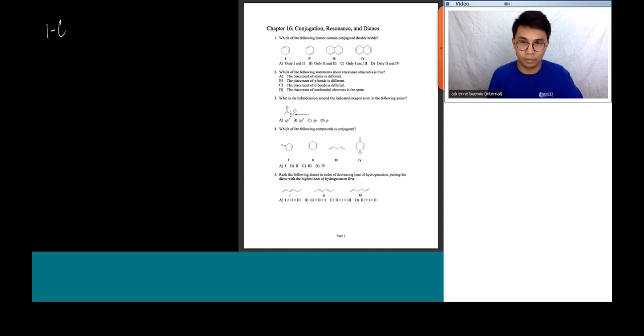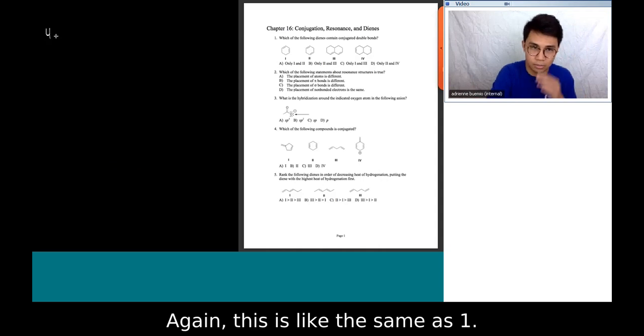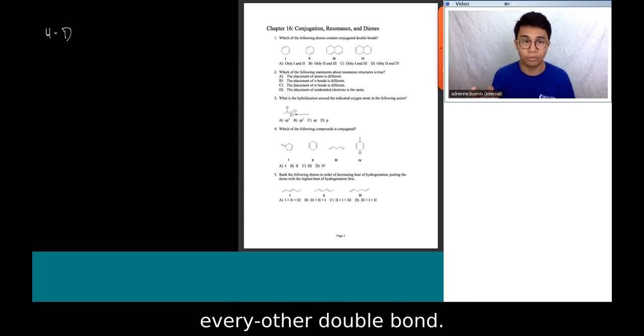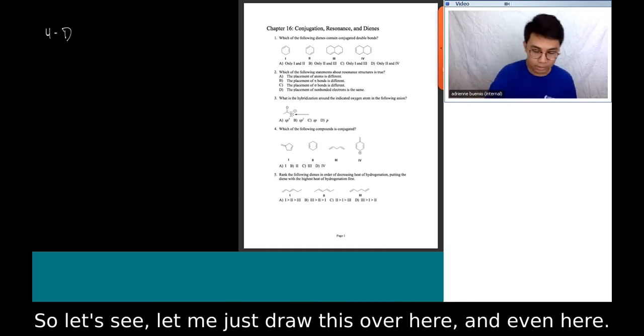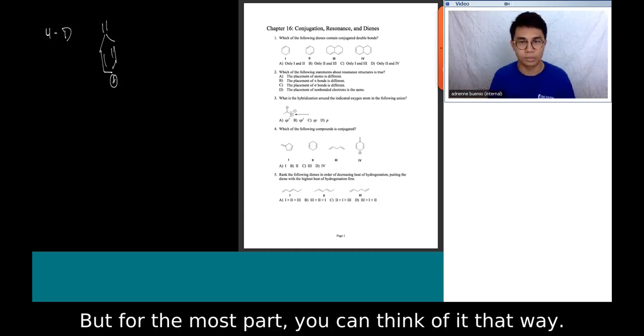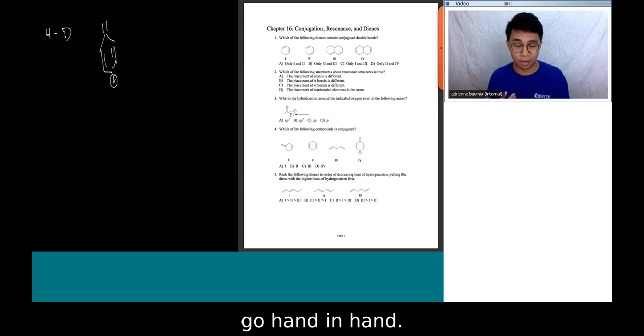Okay, so for 4, which of the following is conjugated? Again, this is like the same as 1, right? You should have gone D, right? And we know D because again, there's every other double bond, right? So let me just draw this over here, and even here, right? So conjugation is pretty much like resonance, right? With a few exceptions, but for the most part, you can think of it that way. Anyways, I think of it that way. Conjugation and resonance go hand in hand.